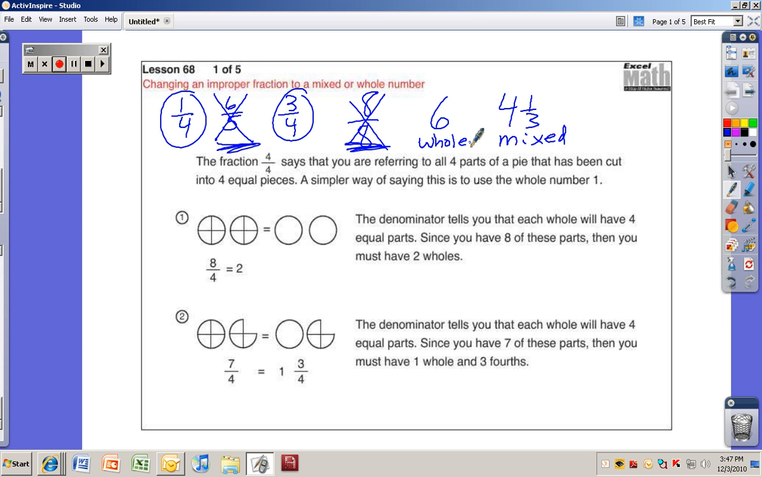The fraction 4/4 says that you are referring to all 4 parts of a pie that has been cut into 4 equal pieces. A simpler way of saying this is to use the whole number 1. So 4/4 is equal to 1, because here's your pie, you cut it into fourths, 4 of the 4 pieces, that's 1 whole pie. Then 8/4, here's 1, 2, 3, 4, 5, 6, 7, 8, there's 8/4, is equal to 2 wholes. There's 1 there, 2 there. Another way of doing it without the cuts is right there. 2 whole pizzas.